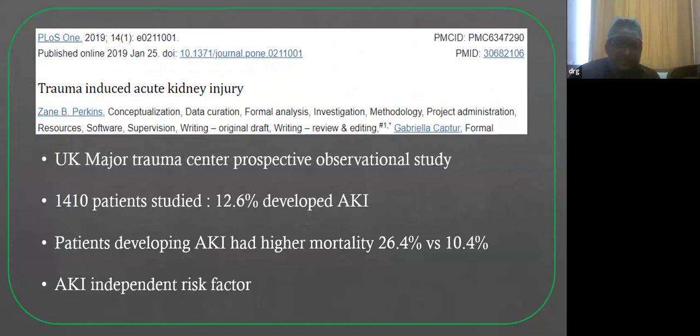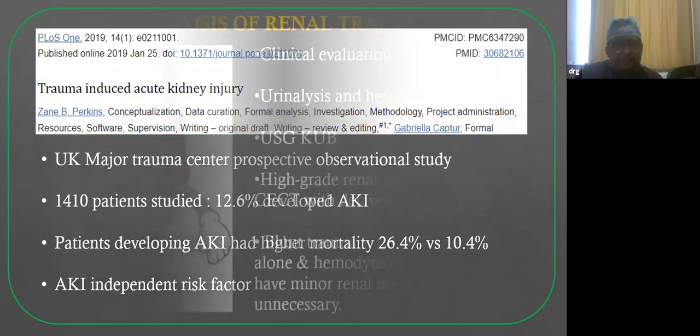A similar study was done in a trauma center in the UK. It was an observational study where 1,000 patients were studied, which showed that patients who developed acute kidney injury post trauma had a higher mortality rate, and acute kidney injury is an independent risk factor in cases of trauma.